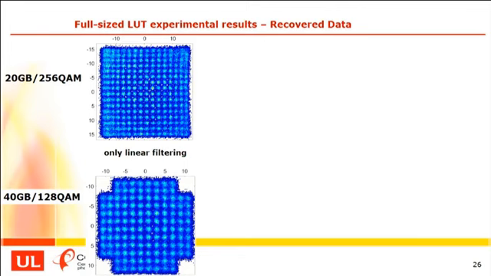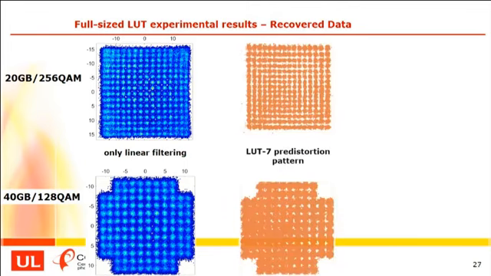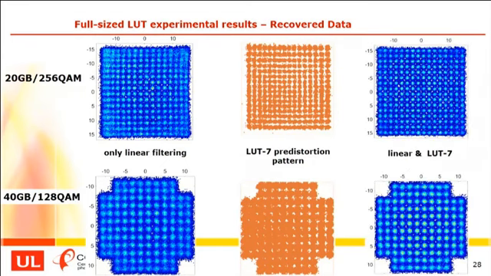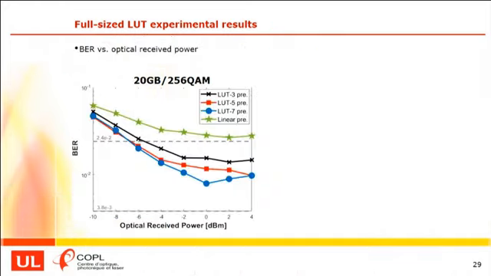So here again, if I only use linear filtering, this is what I am observing at the receiver. In this case, I give an example from a memory depth of 7 for the lookup table, and this is the predistortion pattern that I'm putting into my system, and then this is the output constellation after this correction.